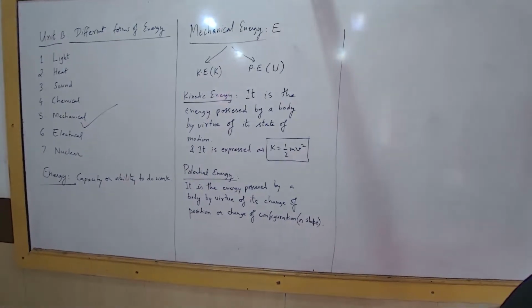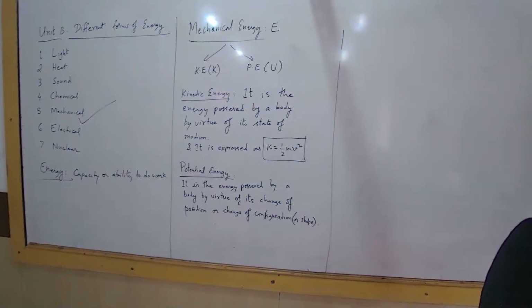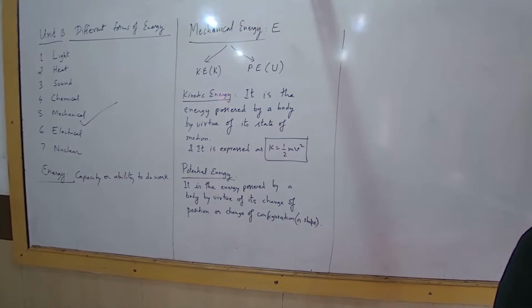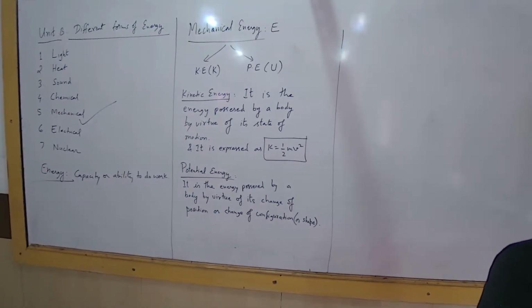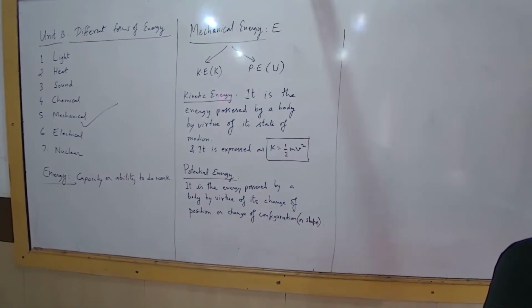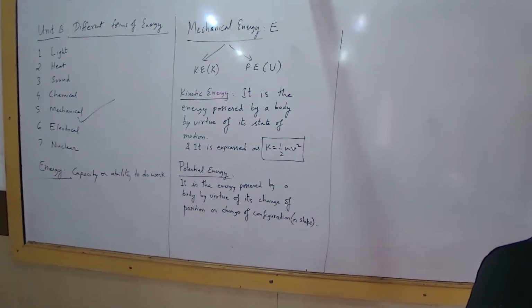is the energy possessed by a body by virtue of its change of position. Let's say the ground was position A, you lifted it to another position by working on it. Now it has energy. Which energy does it have? Potential energy. More specifically, it has gravitational potential energy.